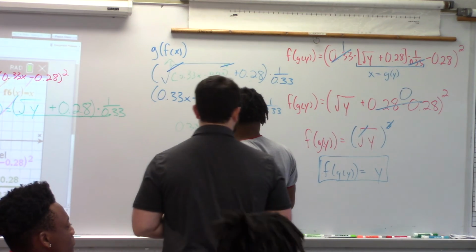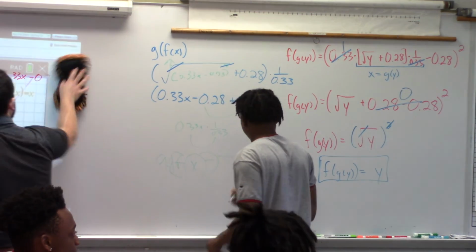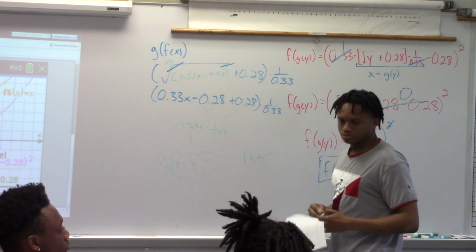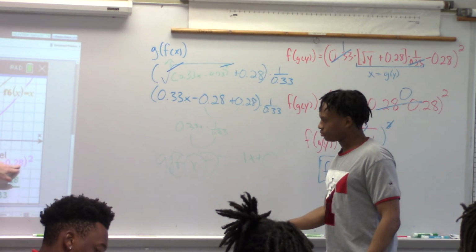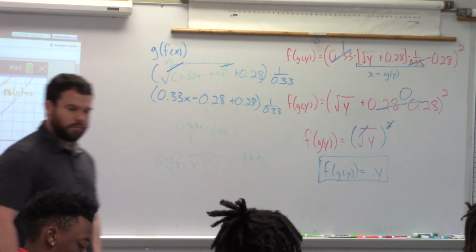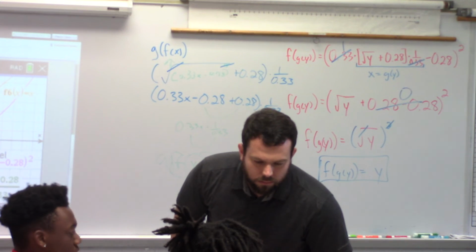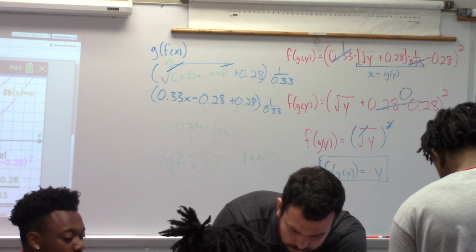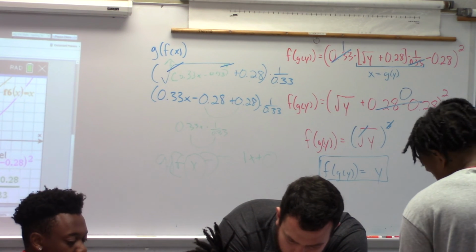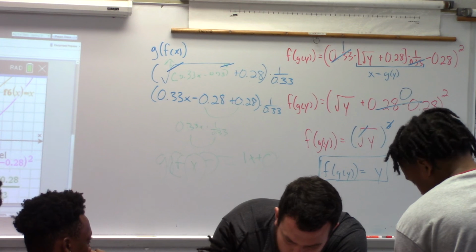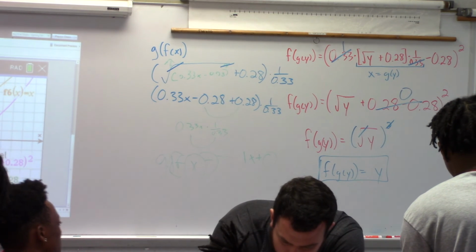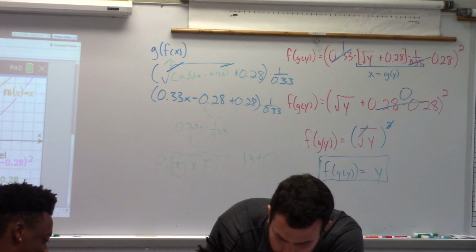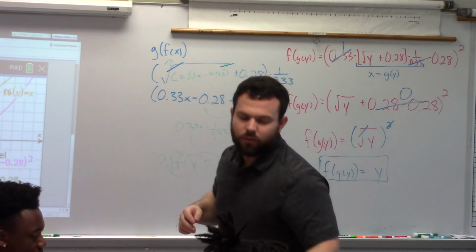Alright, so for the y, I put in the square root of 0.33x minus 0.28, squared, right? What you need to be aware of is this is grouped together as well. That square root goes over all of this, and then there's parentheses around all of that. Notice how there's parentheses around the square root of that y? And then you need parentheses underneath the square root for that new expression.